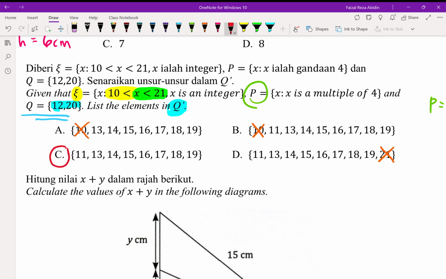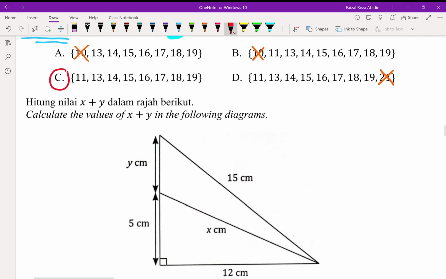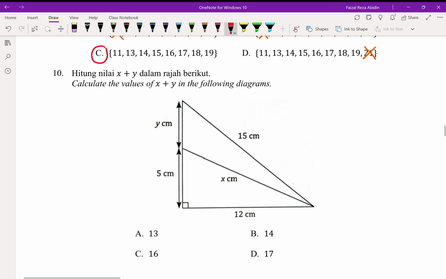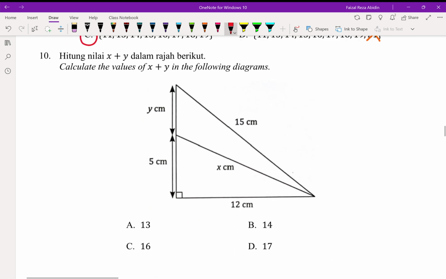Can, class? Okay. Which number? 10. This one you know already by using Pythagoras. Because this one is all Form 1, I think. 1 until 10 is Form 1. Next, we are going to look at 11 until 20, which is going to be Form 2. So, first thing first, can I find my x?